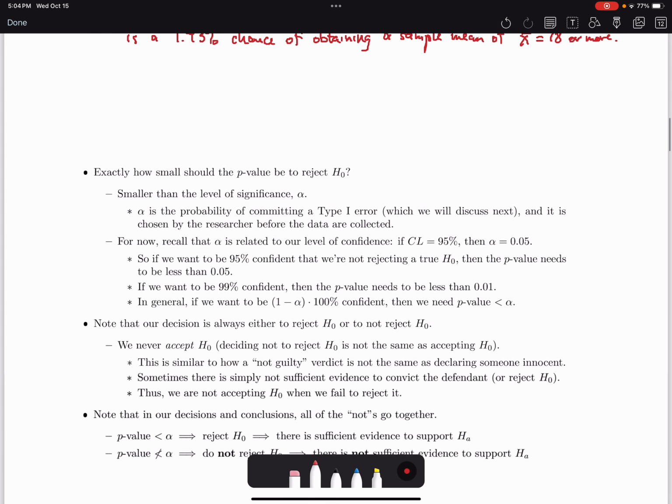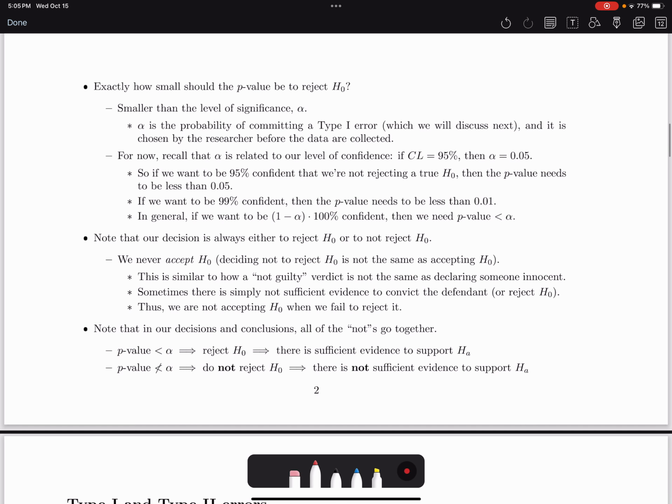Now, exactly how small should the p-value be in order for us to reject the null? Well, as we've said, it needs to be smaller than alpha, smaller than our level of significance. Alpha is the probability of committing a type 1 error, and that's why we need to talk about type 1 and type 2 errors in this section so that you understand what that means. But I'll just tell you right now, a type 1 error is when you reject a true null hypothesis. So alpha is the probability of rejecting a true null hypothesis.